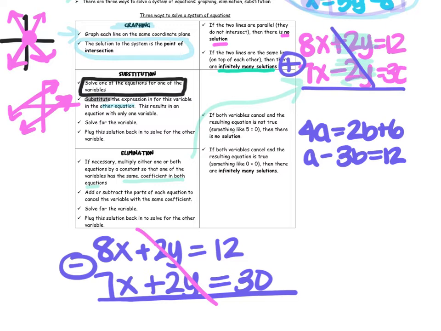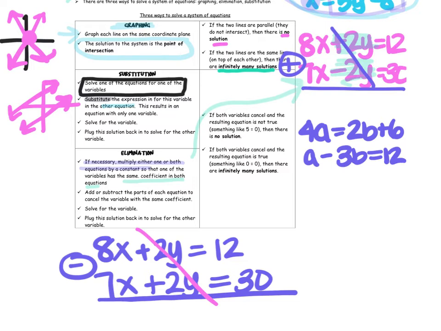So you might have to multiply one or both of the equations by a constant, a number, so that you can get one of the variables to have coefficients that are the same. Okay, and you'll see examples of that when we get into the examples.